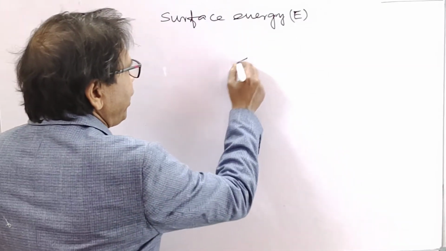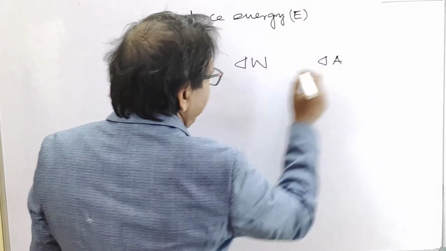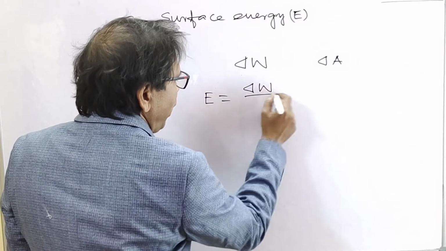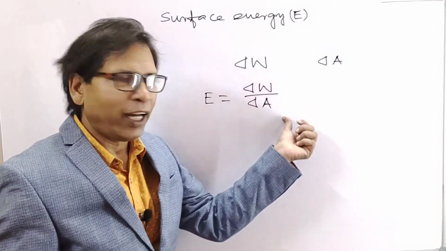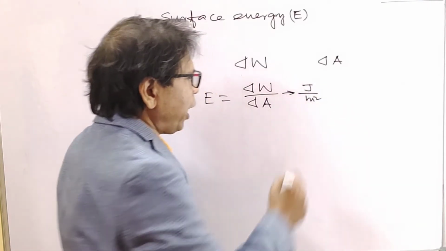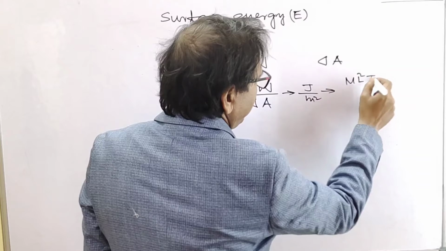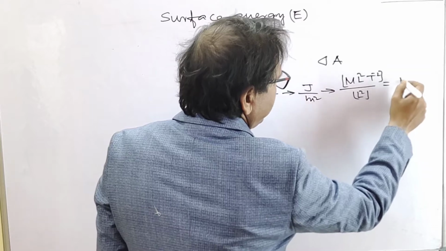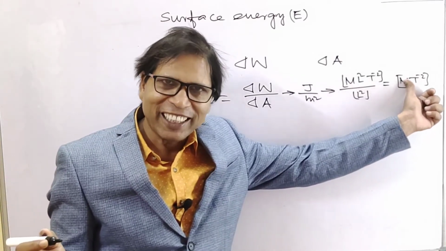Suppose delta W is the work done to increase the surface area by delta A, then surface energy E is equal to delta W by delta A. What is its unit? Work done divided by area, so its unit is joule per meter square. What is its dimension? The dimension of work is M L square T minus 2 and area is L square. Therefore its dimension is M T minus 2, just like the dimension of surface tension.